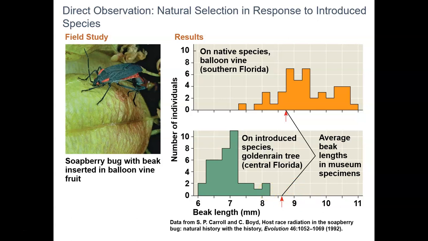So many of the individuals with the larger beak sizes probably did not do well and maybe didn't survive to reproduce. The ones who did survive to reproduce were the ones with the smaller beaks, and therefore they were able to survive and reproduce better, and the resulting generations had smaller beaks because of natural selection.